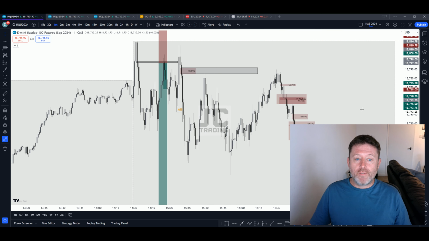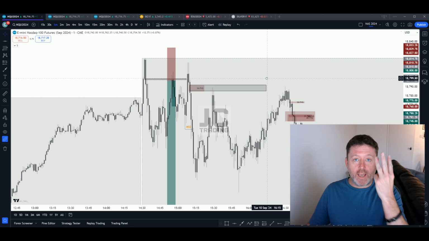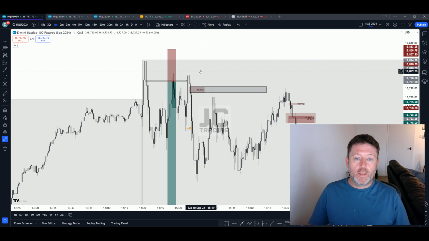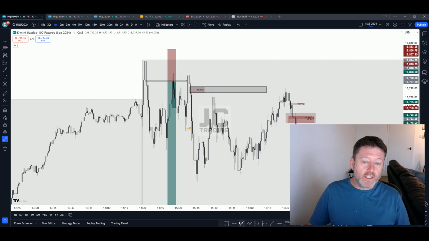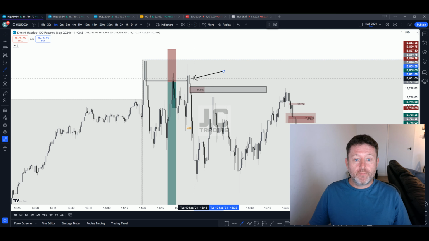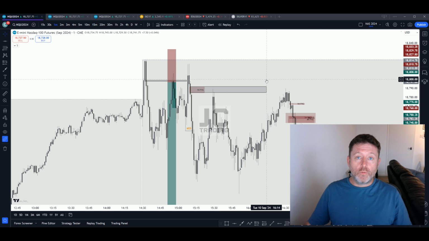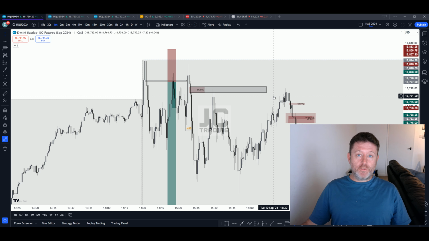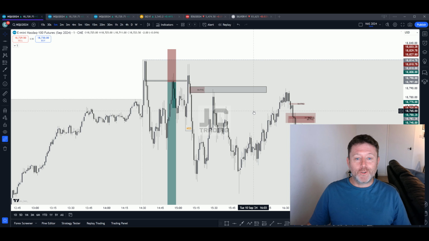So what is a fair value gap? Well, we need three candles. Very important. This on my chart you'll see is candle 1 there. Then we have candle 2 there, and we have candle 3. Now the gap between candle 1, that wick, and the wick on candle 3 is the fair value gap. That is how a fair value gap is formed. So now we know how a fair value gap is formed.